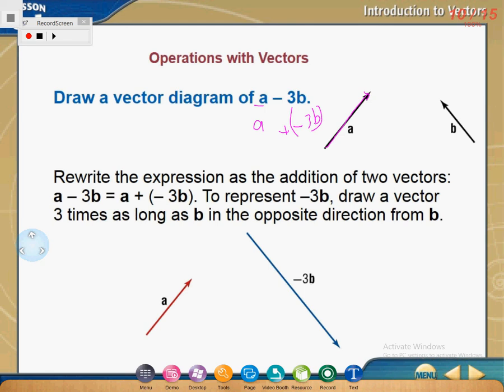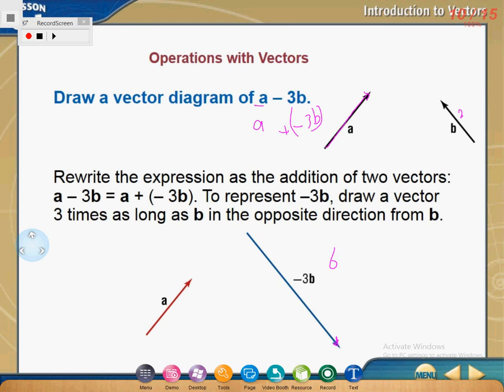And the 3, the magnitude will change. Suppose this is 2. When you multiply it with negative 3, it will be 6. Why not negative 6? Excellent. The magnitude is positive, but the direction is the opposite. This is going up. If you notice here, it's going down. How is it?